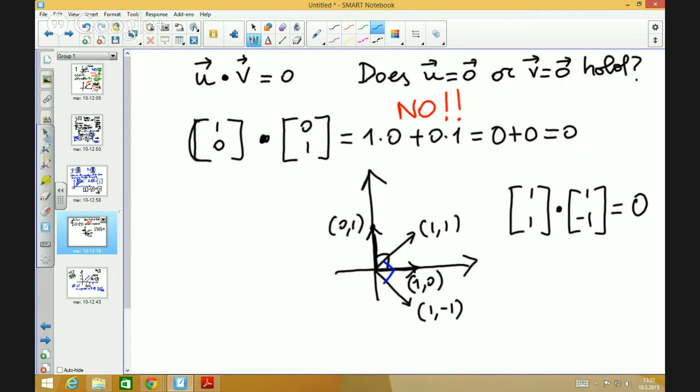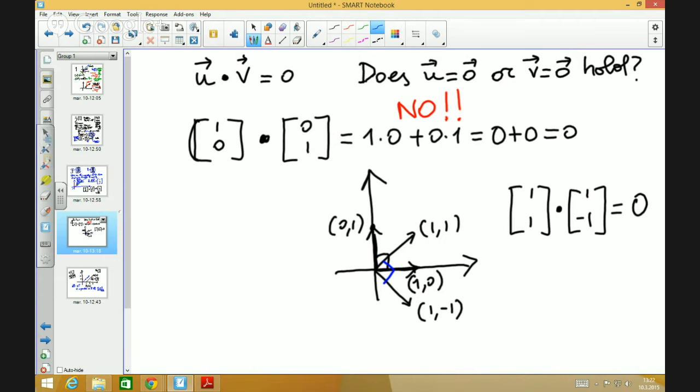Okay, so if somebody asks you, here are two vectors, are they orthogonal? Well, you compute the dot product. If the answer is 0, then yes, they are. If the answer is not 0, they are not. So what is it that we've learned? We've learned that two vectors which are not 0 can have a dot product equal to 0. And this happens exactly when these two vectors are perpendicular one from the other.